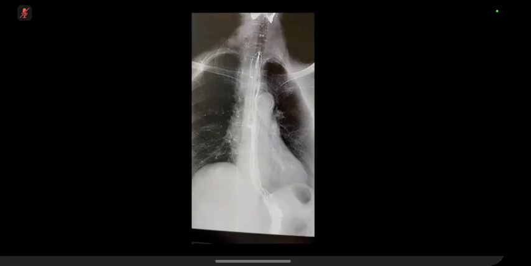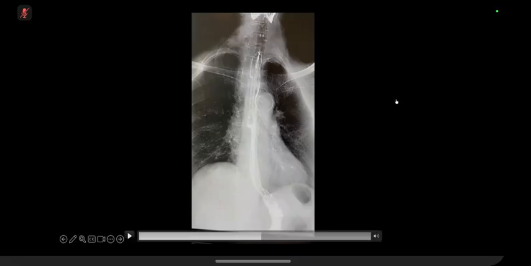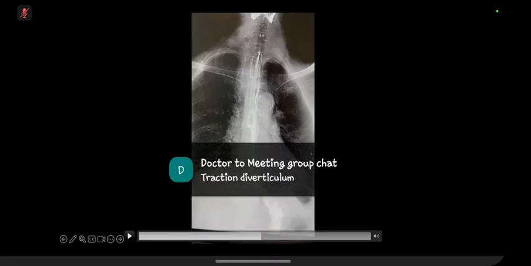No other comparison. So there is definitely some contour abnormality in the mid esophagus, and for this I would like to recommend a CT chest for further evaluation to look for any extrinsic cause which might be leading to this appearance of the middle esophagus.